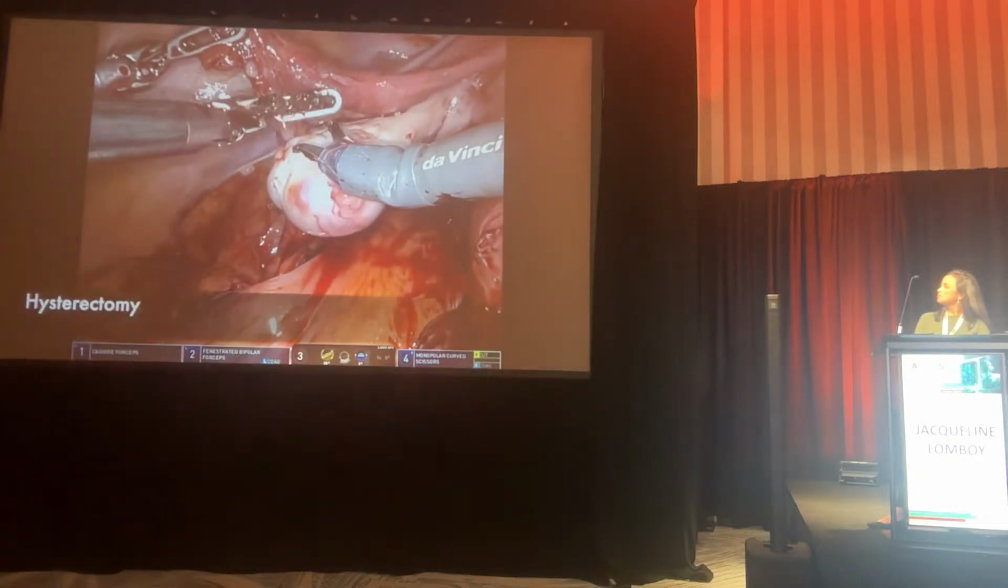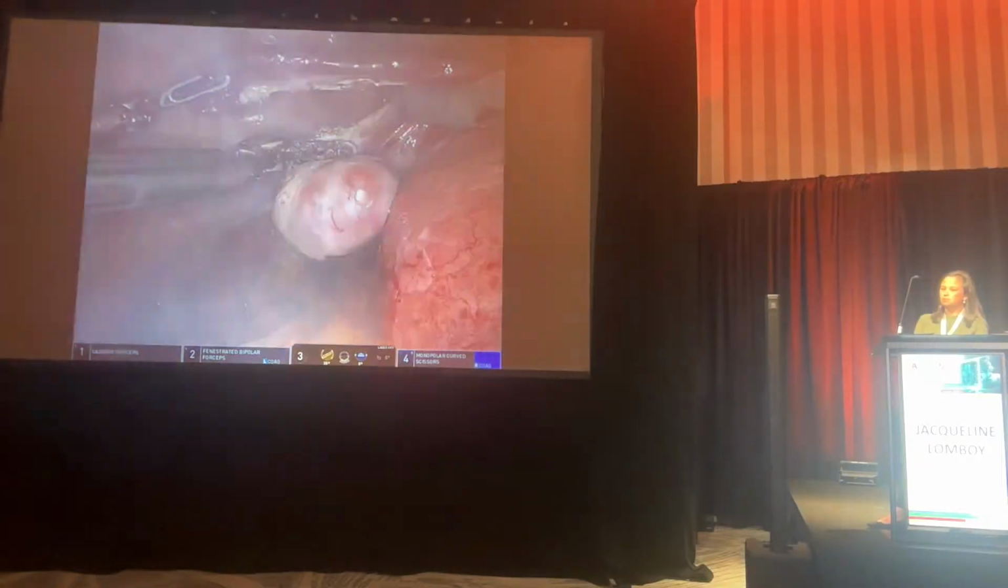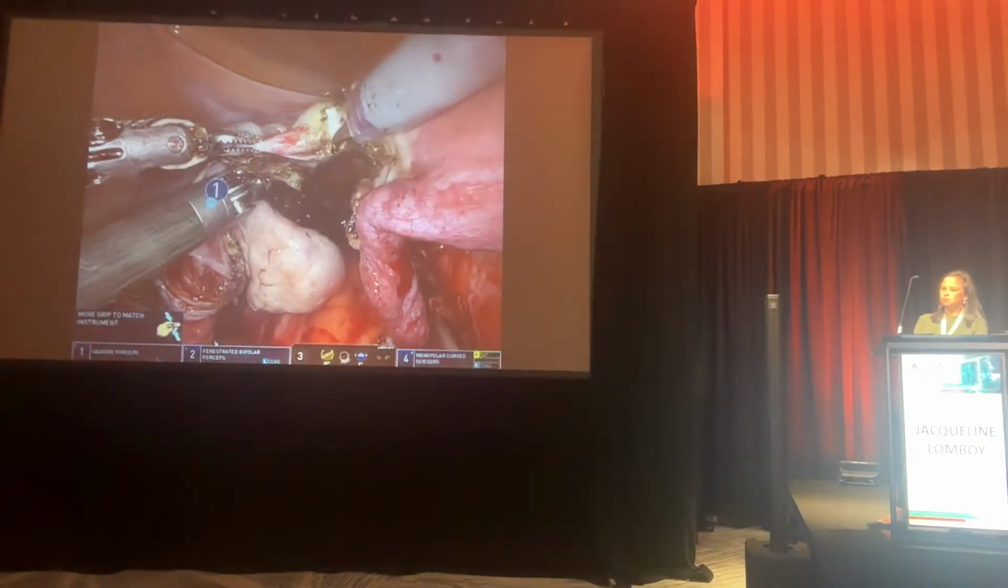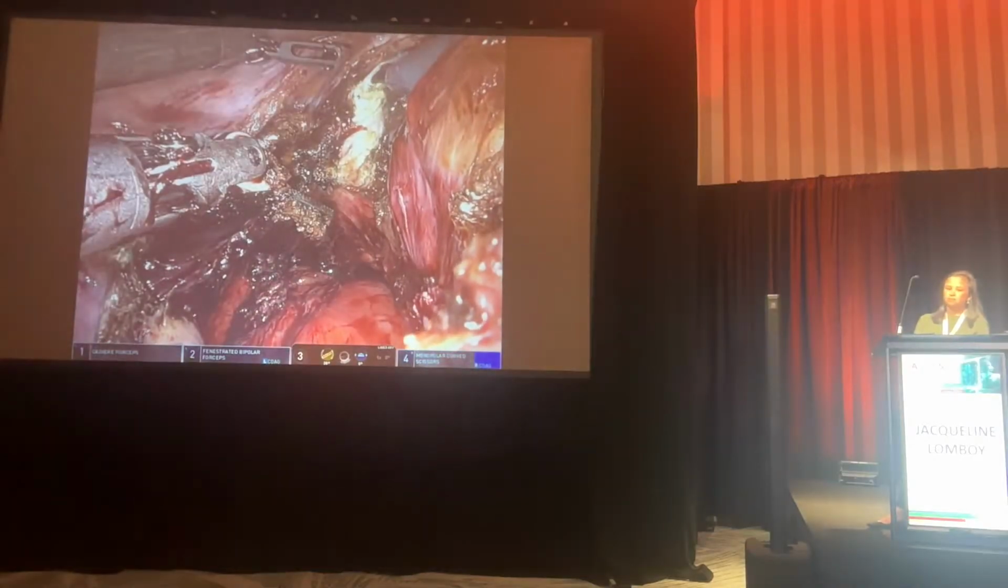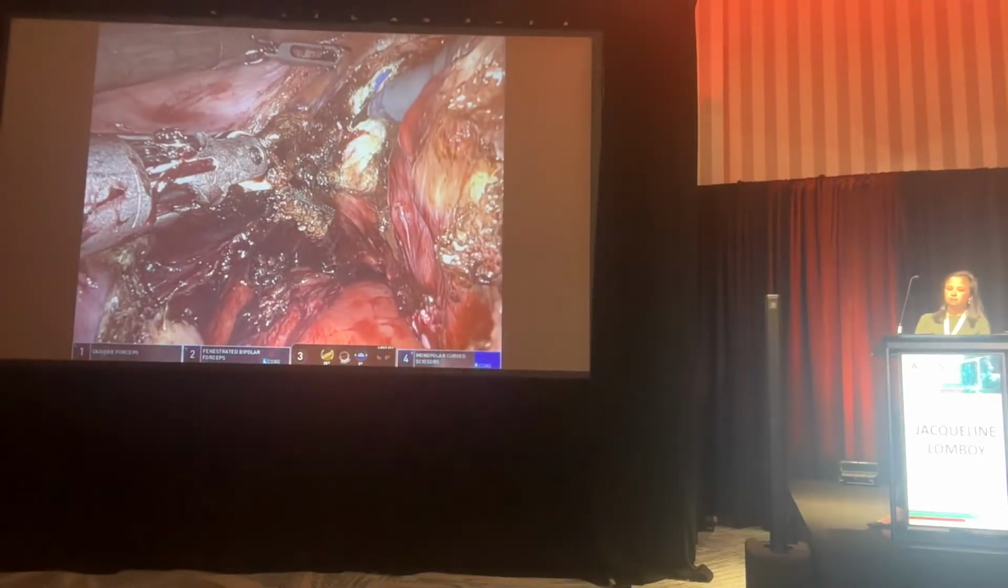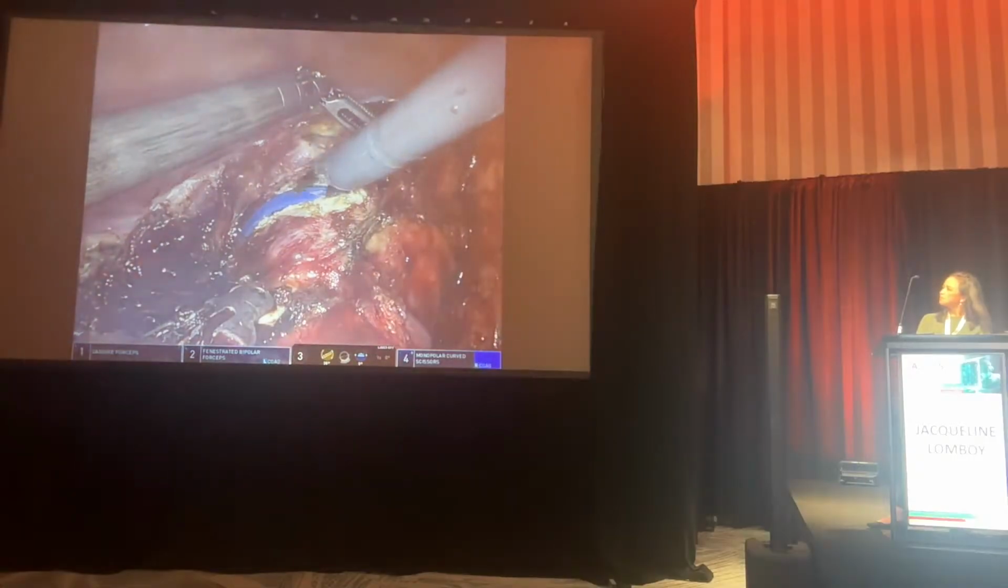Following restoration of normal pelvic anatomy, a hysterectomy was performed. Surgical steps included takedown of the fallopian tubes and the uterovarian ligaments, incision of the broad ligaments, development of the bladder flap, isolation and cauterization of uterine vasculature, followed by creation of the colpotomy.